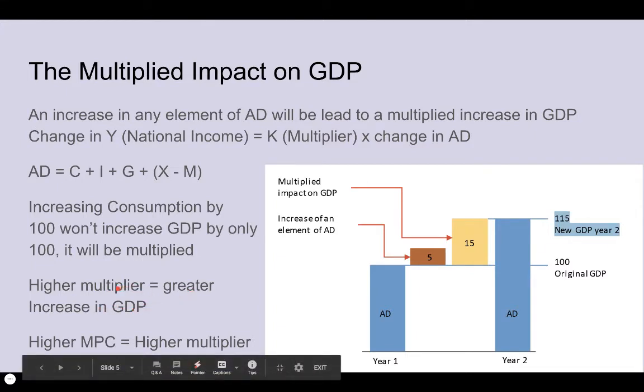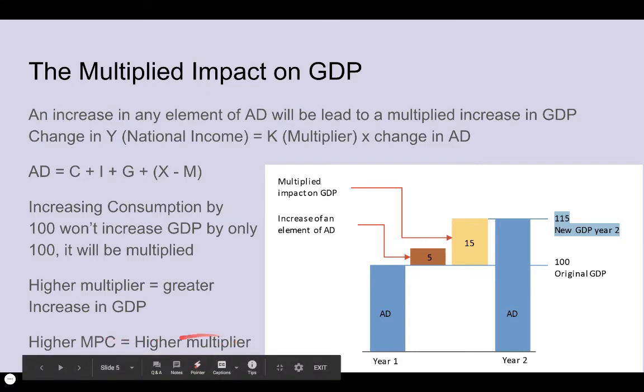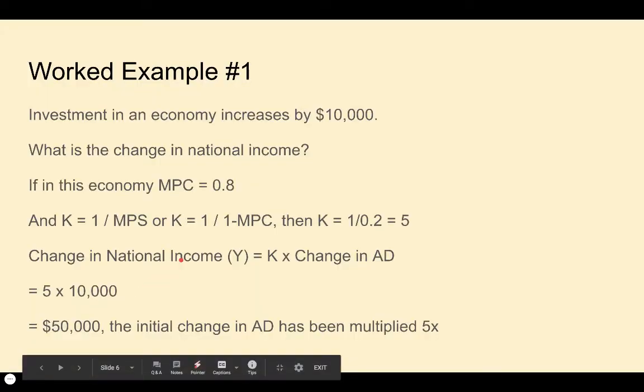We also know that if there's a higher MPC, if people are more likely to consume any extra money that they have, there'll be a higher multiplier, so there'll be more economic growth. So this is also an important thing to understand, the impact of having a higher marginal propensity to consume. If people are consuming more, then there'll be more economic growth. So let's have a look at an example.